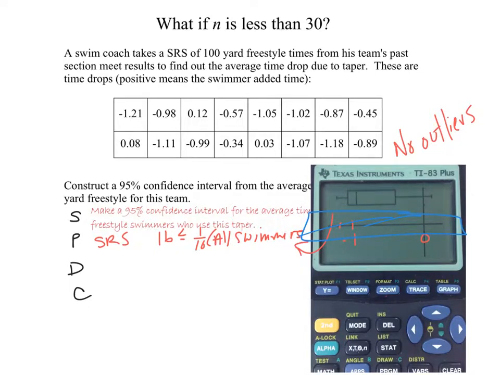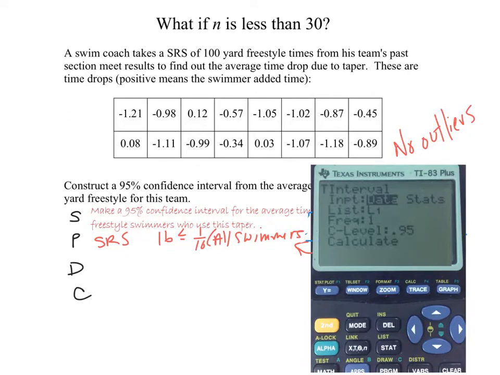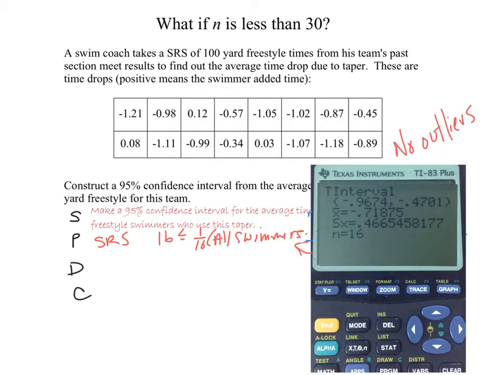All right, let's do this using the calculator. I went to my same menu of stat tests, go to T interval, and this time I changed it from stats to data because I actually had the data in my list 1. And then I told it the level and calculate. So here it is, and you can see it actually calculates the sample mean and sample deviation for you.